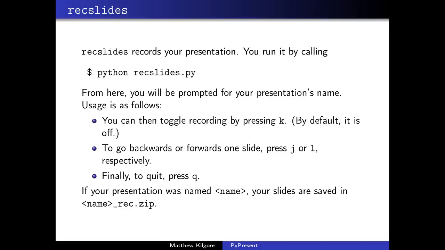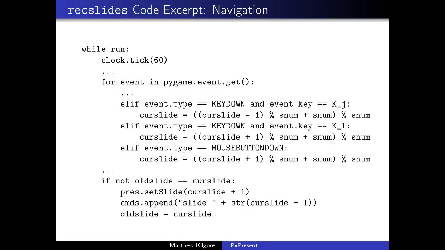Namerec.zip will have 2 things in it: an assets zip file, which will contain all the images and sound files, and a file, pres.txt, which is the log of everything we did. Now, the code for recslides is quite a bit more complicated than the code for makeslides. The code is a giant run loop. It's supposed to run at 60 frames per second, though for reasons we'll see it doesn't.